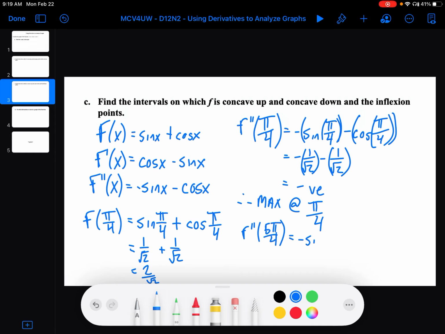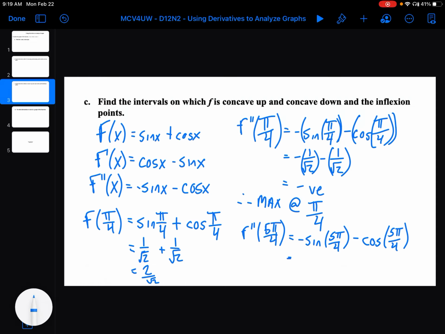Equals negative sine 5 pi by 4 minus cos of 5 pi by 4. And this is just going to be the opposite here because both of these are negative in that quadrant. So we're going to have a double negative, which is a positive. So negative 1 over root 2 minus negative 1 over root 2. So this is going to be a positive. Therefore, it's a minimum.